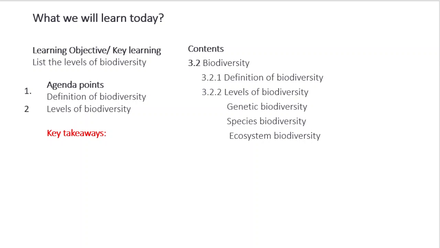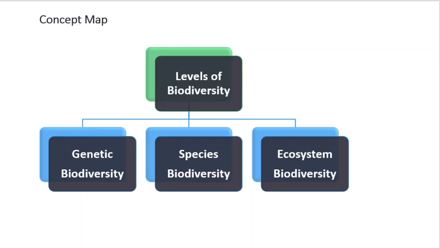There are three levels of biodiversity. That is, first one is genetic biodiversity, second one is species biodiversity, and third one is ecosystem biodiversity. So this is the concept map of today's lecture, levels of biodiversity. In that we can see there are three levels of biodiversity. First one is genetic biodiversity, second one is species biodiversity, third one is ecosystem biodiversity.